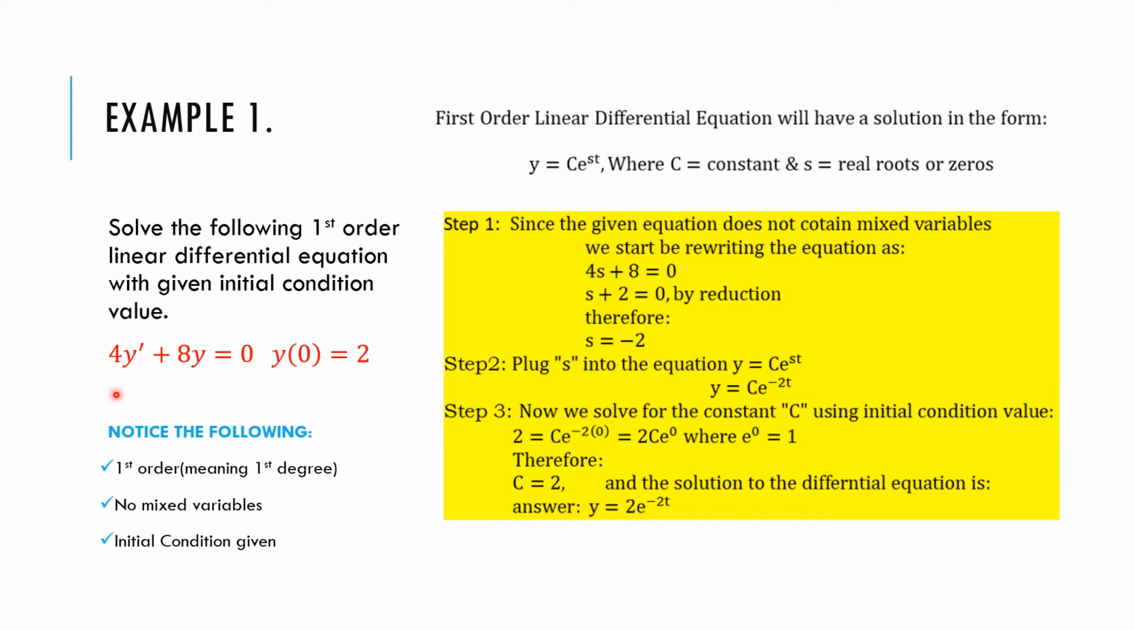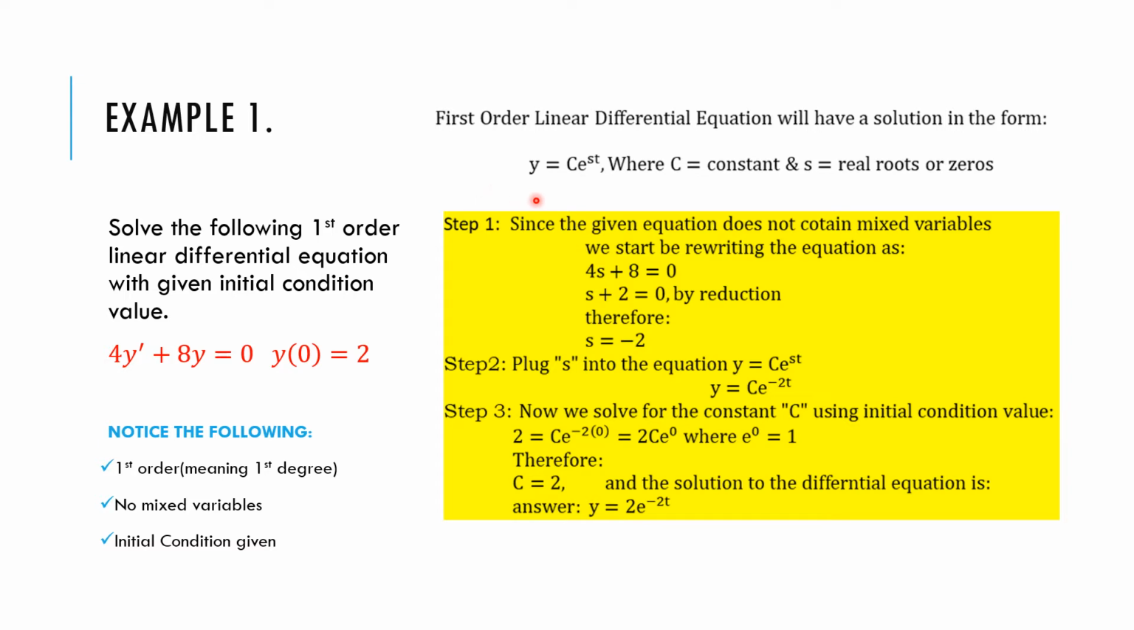Now, in any case, should this have been 4 times y double prime, then that would have implied that this is a second order differential equation. And it would have been the same for the third, fourth, fifth order, and so on. The next thing that I want you to realize is that in this problem, you do not have any mixed variables. You are only dealing with y's. Okay? The third thing that I want you to notice, which we already made note of, is the fact that you are given an initial condition.